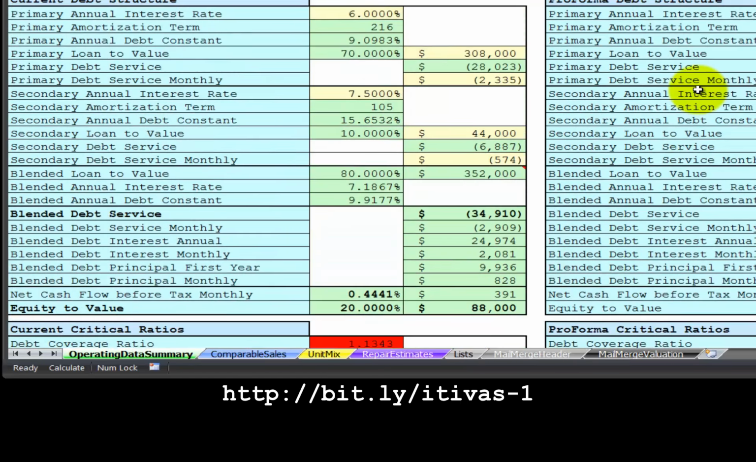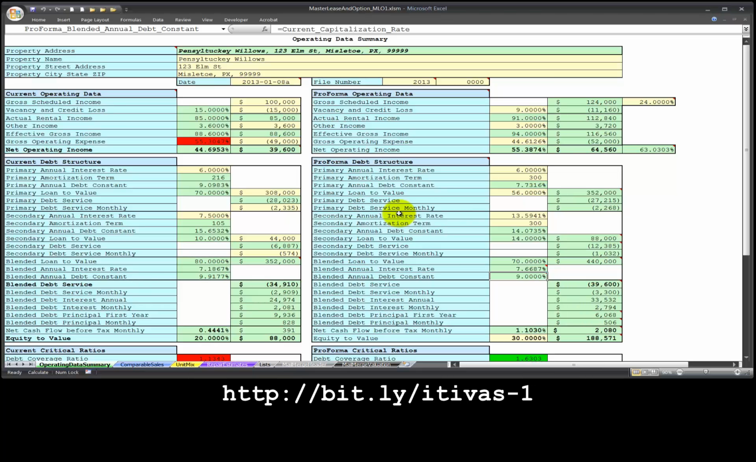Now, with these values in place, we can then generate a letter of intent that we can submit to the seller for these parameters. In the next video, we'll show how to generate the letter of intent for the master lease and option with Microsoft Word 2007 mail merge templates.